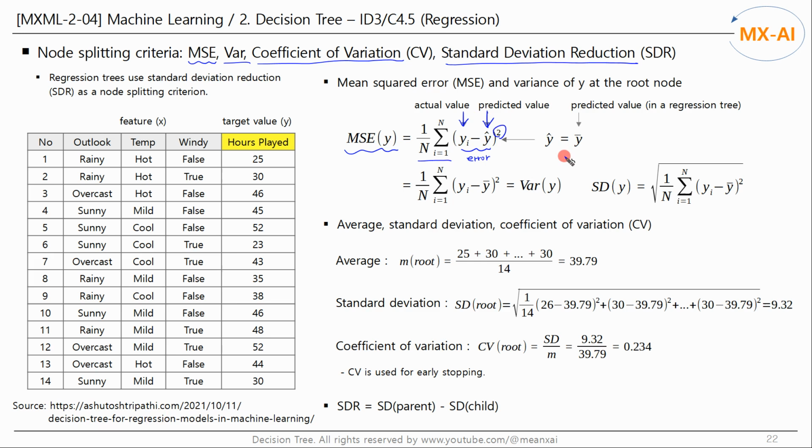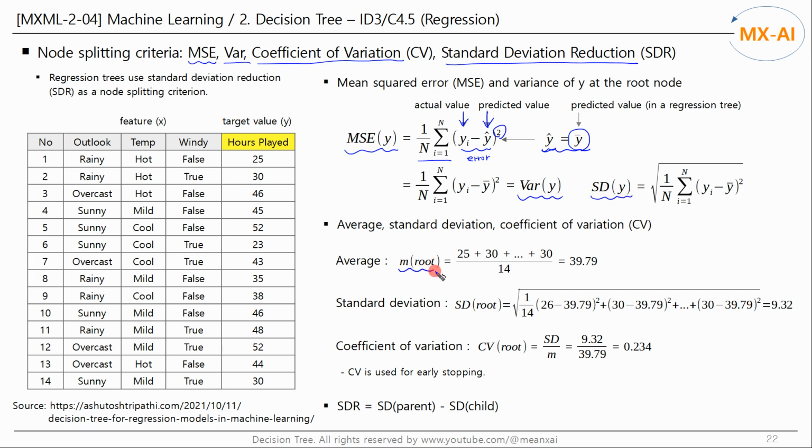Typically, in a regression tree, the predicted value at a node is the average of the Y values in the node. So in a regression tree, Y hat becomes Y bar, and MSE becomes the variance of the Y values in a node. And the standard deviation of the Y values is as follows.